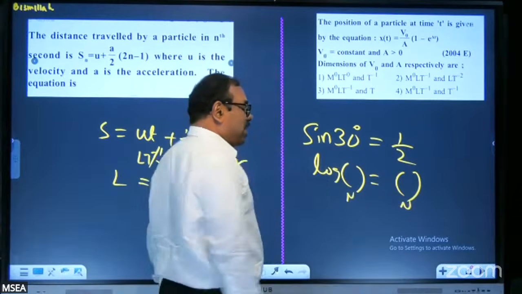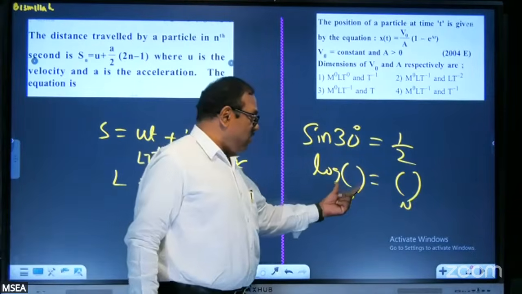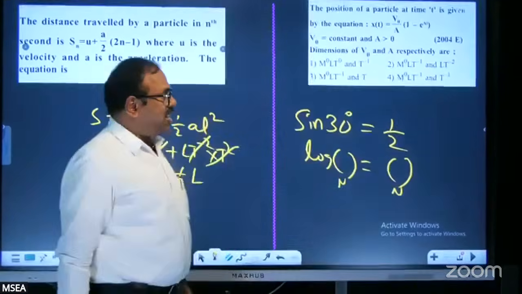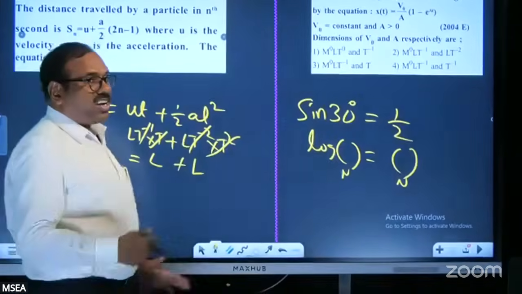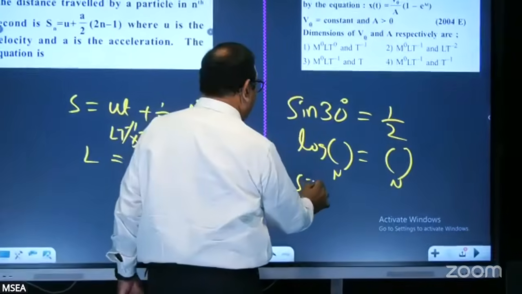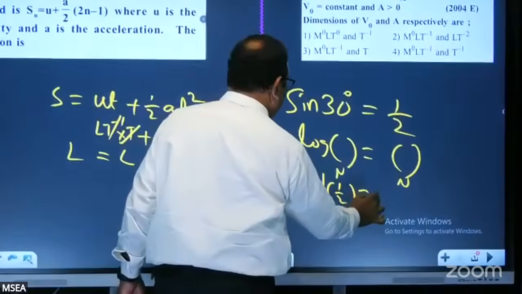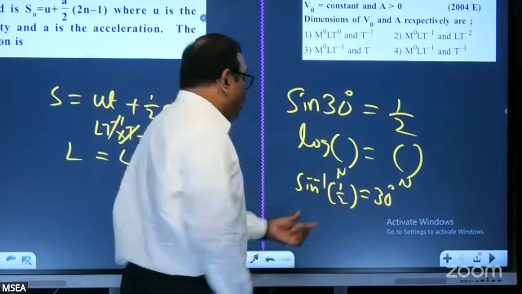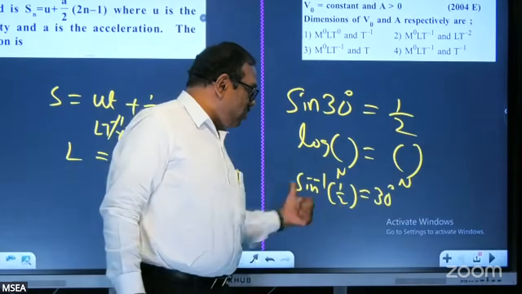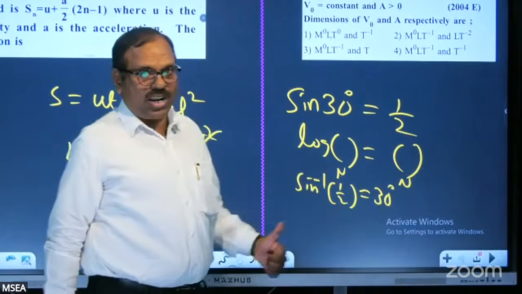This one is also a number. So a logarithm is associated with a number. That's why it is dimensionless. The whole thing is also a dimensionless quantity. So that's an exponential, and this one is sine inverse. Sine inverse 1 by 2 is also this angle. This whole thing is sine inverse associated with a number, and the whole thing is also a number. That's why it is dimensionless.